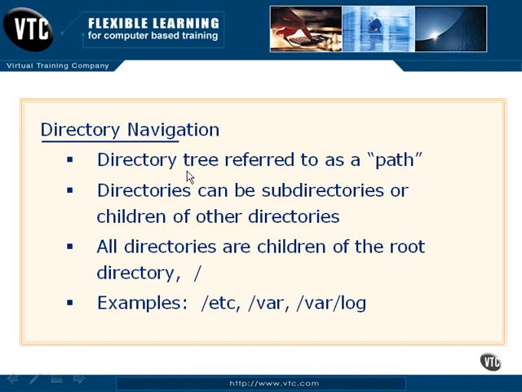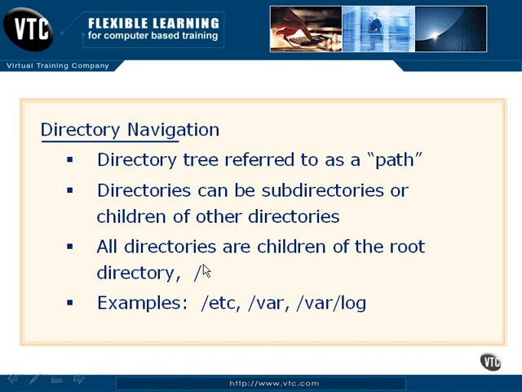Now, the total directory tree that we use in commands and navigation is referred to as a path. So basically, if we want to access something, we have to know the path to be able to get to it. Now, all directories will be a subdirectory or child directory of another directory. The only exception to that rule is the root directory, because it is at the very top of the tree, everything else will be below that root directory.